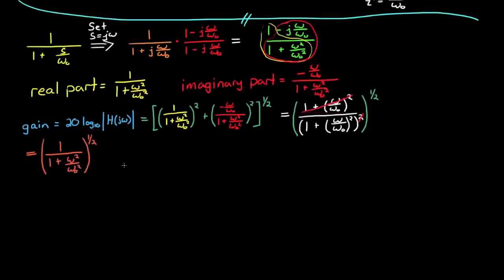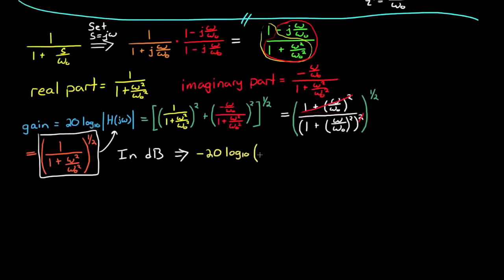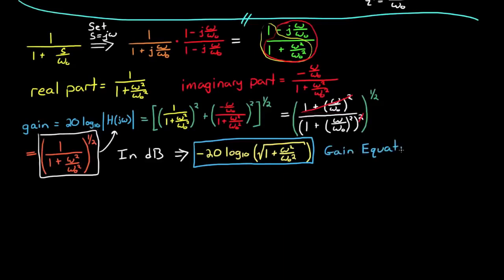But at this point we get to 1 over 1 plus omega squared over omega naught squared, and the whole thing square rooted, which is the magnitude of H of j omega. And when we convert this to decibels, this is just negative 20 log base 10 of the square root of 1 plus omega squared over omega naught squared. The negative came from the fact that this was in the denominator and we moved it to the numerator. And this is just the gain equation, so we can use this to plot the gain on our Bode plot.